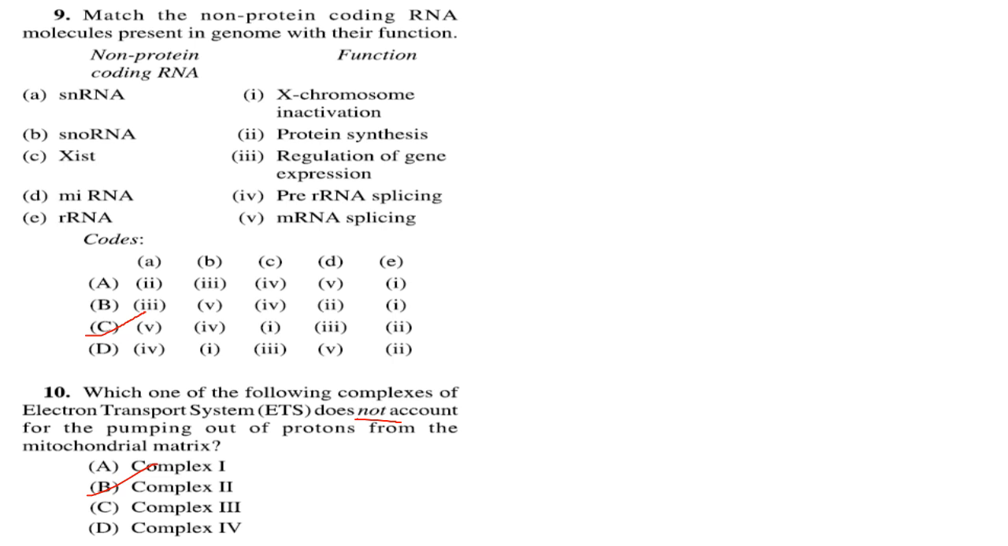Then next one. Which one of the following complexes of electron transport system does not account for the pumping of protons from the mitochondrial matrix? It is complex 2. This is because complex 2 directly passes electron to coenzyme Q rather than using it to pump protons.